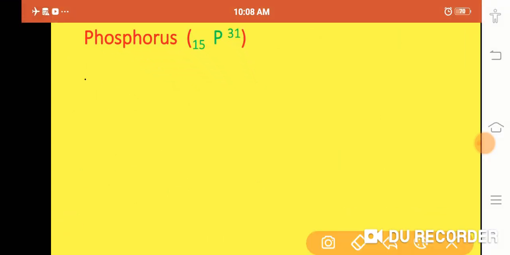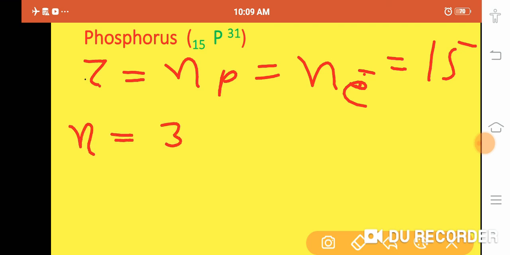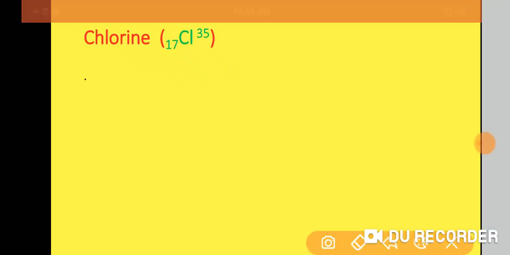Now phosphorus: atomic number Z is equal to number of protons is equal to number of electrons, which is, sorry, 15. Now number of neutrons is equal to atomic mass minus 15 is equal to 16. Okay students, now next one, chlorine. Chlorine: atomic number 17, atomic mass 35.